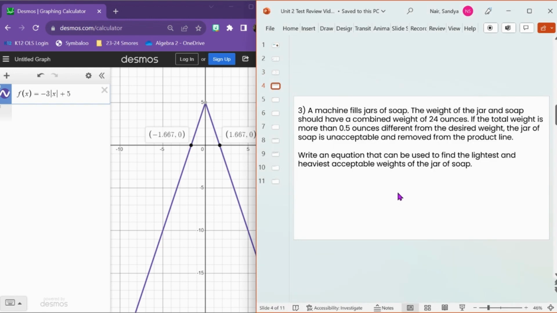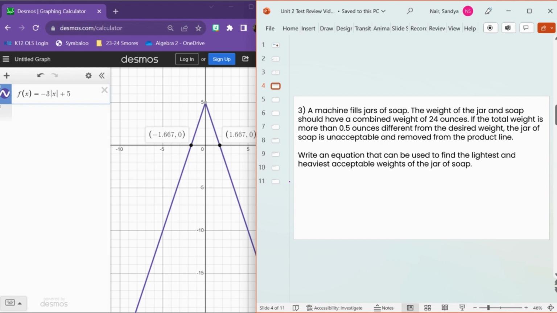Now let's try this problem. It says a machine fills jars of soap. The weight of the jar and soap should have a combined weight of 24 ounces. If the total weight is more than 0.5 ounces different from the desired weight, the jar of soap is unacceptable and removed from the product line. Write an equation that can be used to find the lightest and heaviest acceptable weights of the jar of soap.